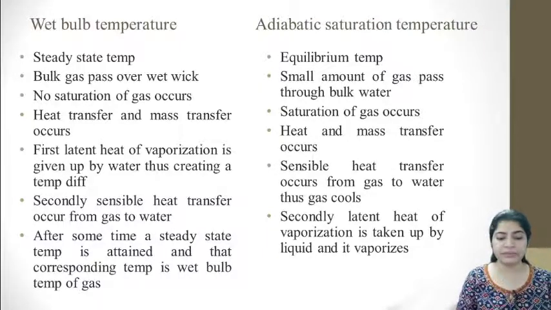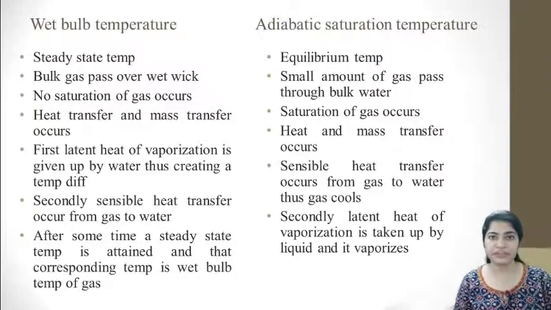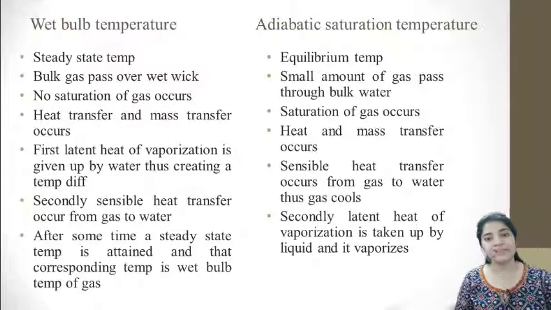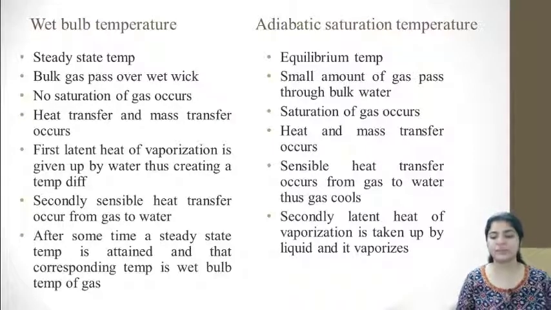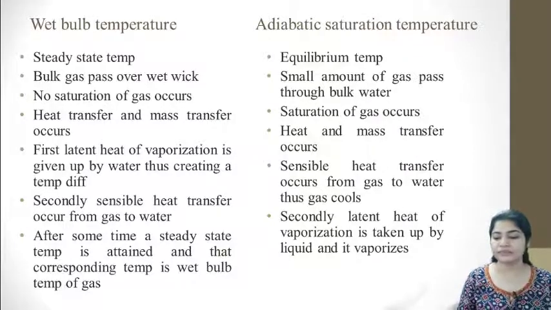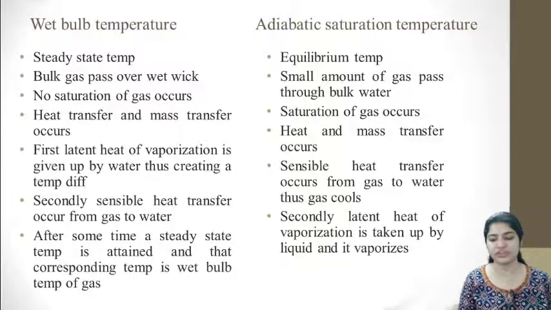And in wet bulb temperature, sensible heat transfer then occurs from gas to water. In wet bulb temperature, water is giving up its latent heat of vaporization, and then because of that, sensible heat transfer occurs from gas to water. After some time, a steady state temperature is attained, and that corresponding temperature is your wet bulb temperature. Whereas here, latent heat of vaporization is taken up by liquid and it vaporizes. So this is the difference between wet bulb temperature and adiabatic saturation temperature.